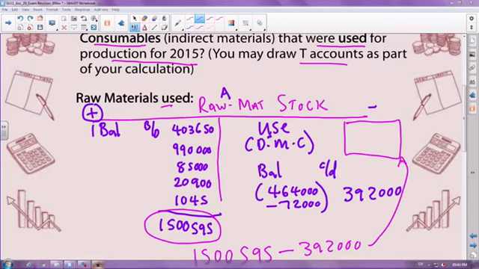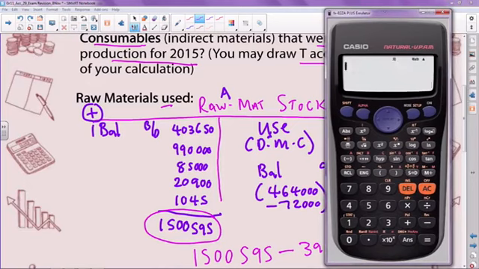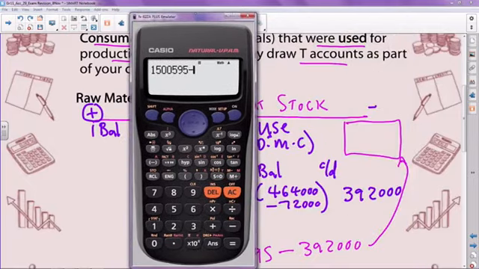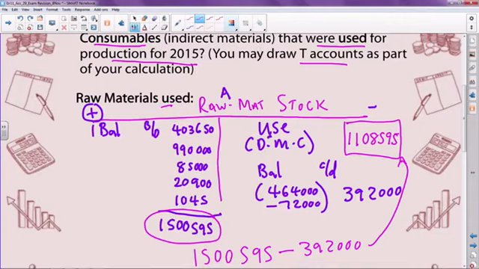Okay, so let's do that. Let's get the calculator out. So, okay, 1,500,000, right, minus my closing stock figure, which is 392, and that gives me the value of stock that I did use, 1,108,595. Okay, right, took a bit of time because there was quite a bit happening in this particular question, but hopefully you guys understood this.